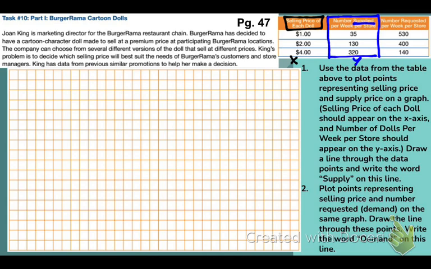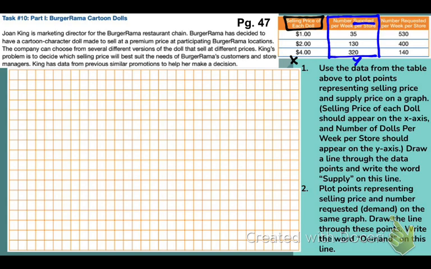Then it says draw a line through the data points and write the word supply on this line. So if we're using the selling price for each doll as our x's, and the y's are our supply number, how can we use the table to plot a line on our graph? That's the question we're asking. First, we have to figure out how we put our axes on this grid, because we don't have anything there, right?